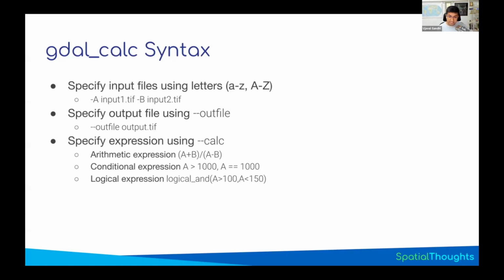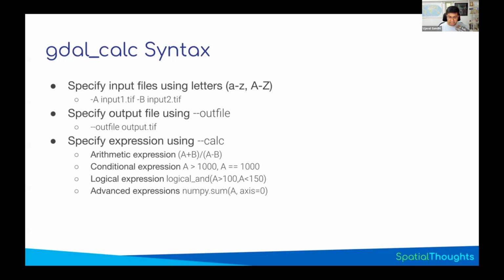You can combine multiple conditions using logical expressions. You can say logical AND, A greater than 100, A less than 150. So it's going to only match all the pixels between 100 and 150. You can do things like this: NumPy sum, A. A might be referring to a 10-band image. And numpy sum is going to sum all the values of the 10 bands at that pixel.